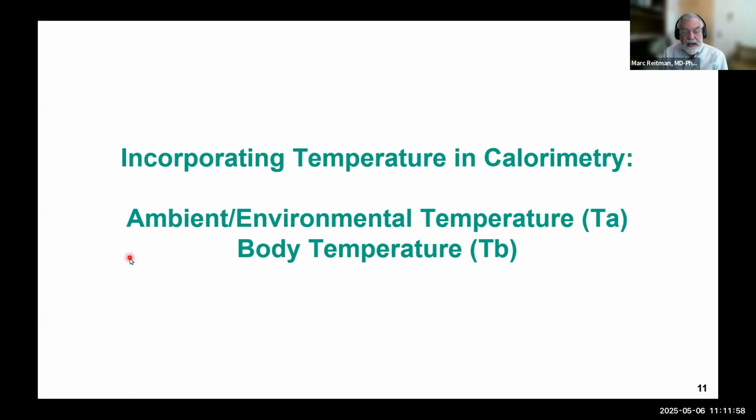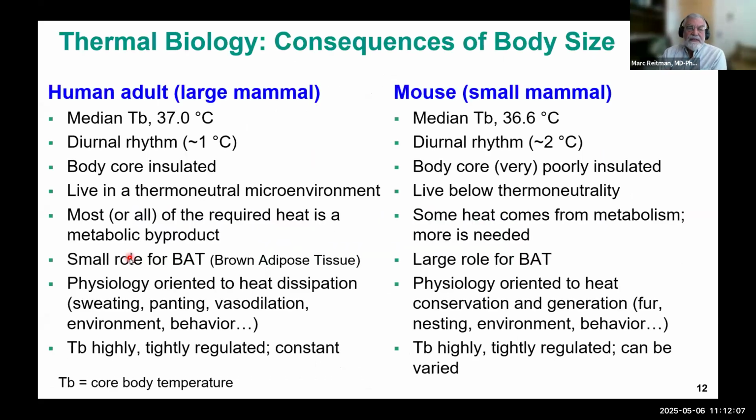So now I want to switch and talk about the role of ambient temperature, TA, and body temperature, TB, in calorimetry. And this thermal biology difference is a consequence of body size. For example, a small mammal like a mouse versus a large mammal have the same median body temperatures, a similar diurnal rhythm. However, in the small mammal, the body core is very poorly insulated. The animal lives below thermoneutrality. Some heat comes from metabolism, but much more is needed. So there's a large role for brown adipose tissue. And the physiology is oriented toward heat conservation and heat generation.